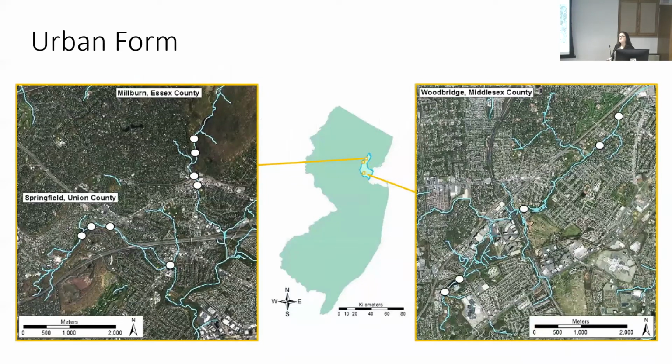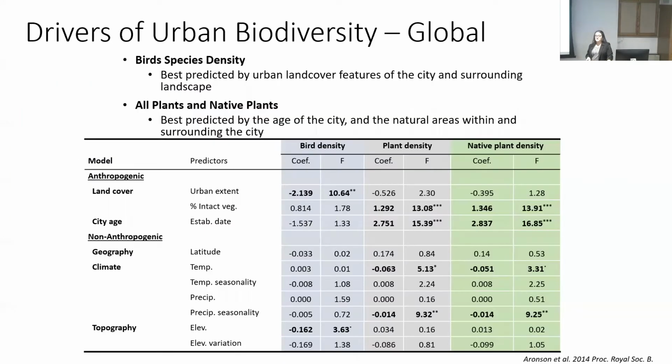Myla, in this case, is overall plant density referring to density of native species or all species? All species, I apologize. So this plant density is all species, and this is native plant density. So we're seeing just native plants, and similar trends in what drives native plants as well as non-natives.